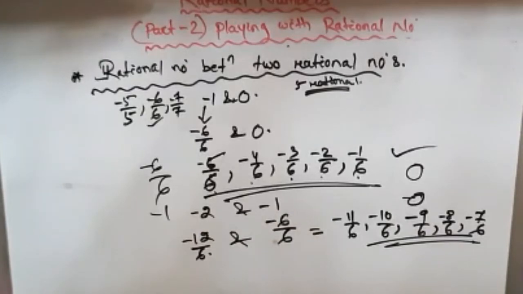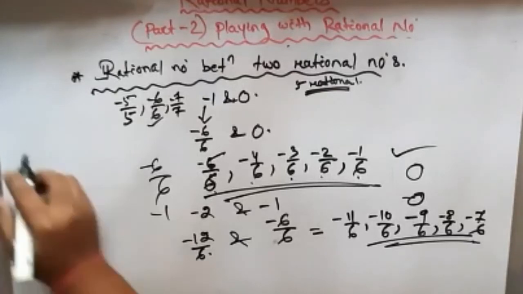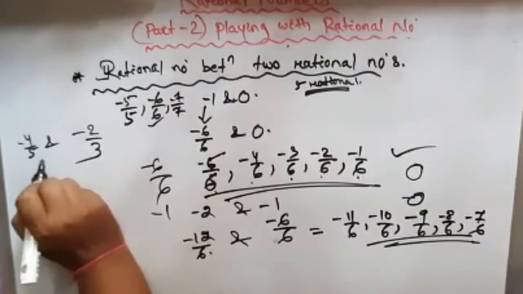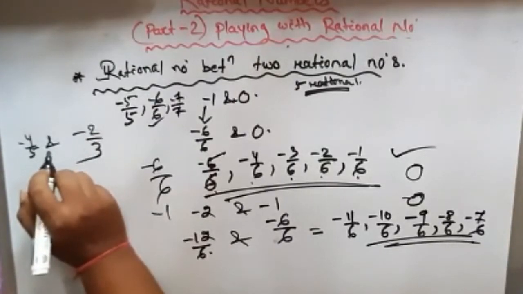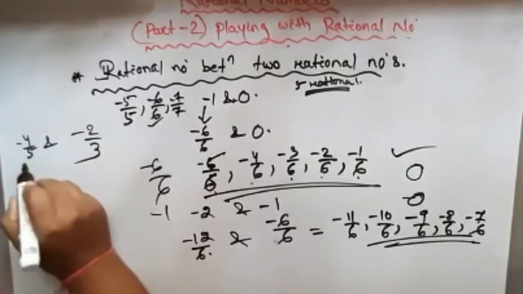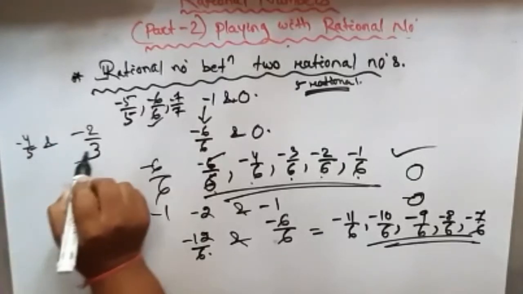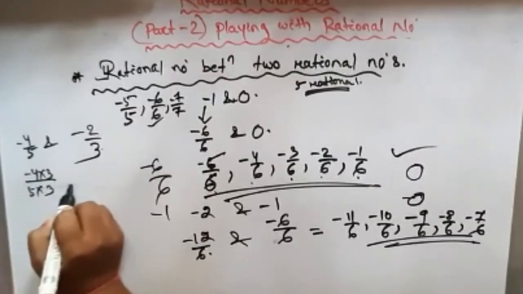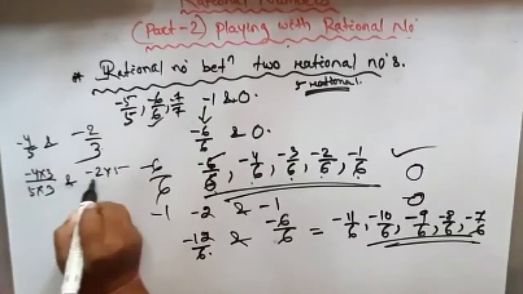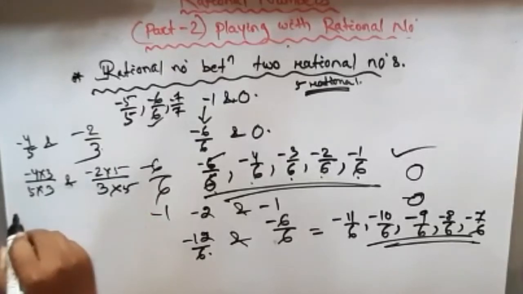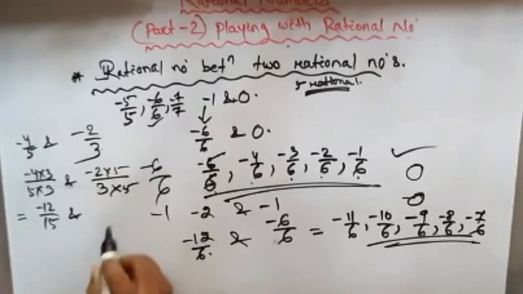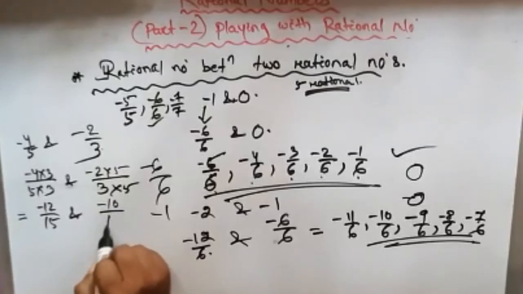Okay. Now if I ask to find out 5 rational numbers between minus 4 by 5 and minus 2 by 3, similarly you have to change to the same denominator for both. The LCM is 15, so I have to change this to 15 and this to 15. So minus 4 into 3 divided by 5 into 3, and minus 2 into 5 divided by 3 into 5, which is equal to minus 12 by 15 and minus 10 by 15.